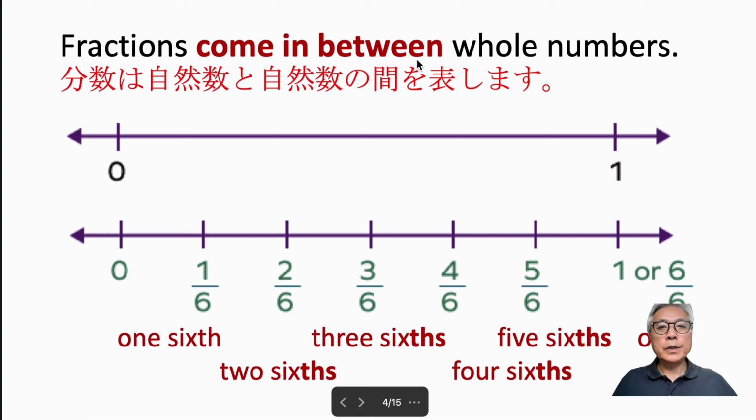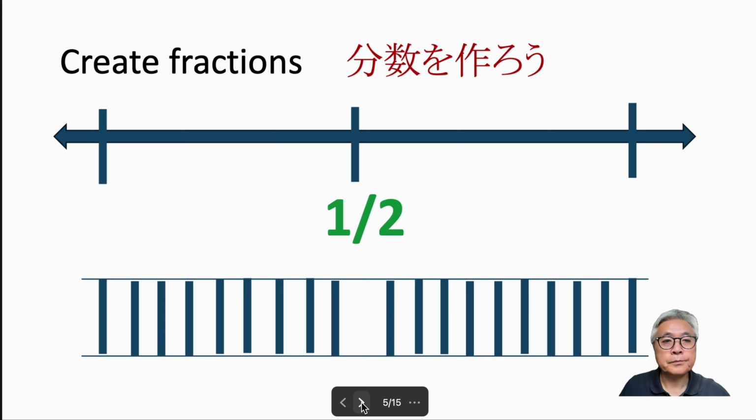Fractions come in between whole numbers. Okay, 0 to 1. For example, a sixth, 2 sixths, 3 sixths, 4 sixths, 5 sixths, 6 sixths. You don't normally say that, so 1. Fractions come in between whole numbers.